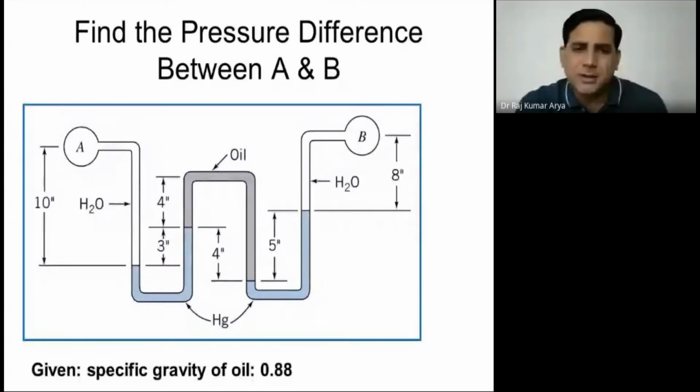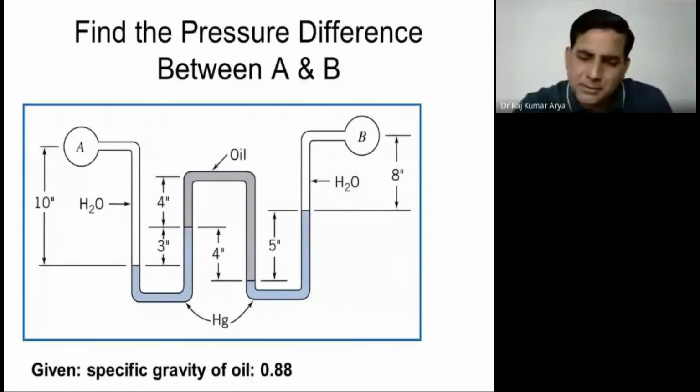Based on that, you can calculate the sensitivity of the manometer. How sensitive is the manometer? The sensitivity is calculated with respect to water. If you use water, what is the height coming out? And if you are using that particular fluid, what is the height coming out? The ratio of the two is called the sensitivity of the manometer. So that we will cover today.